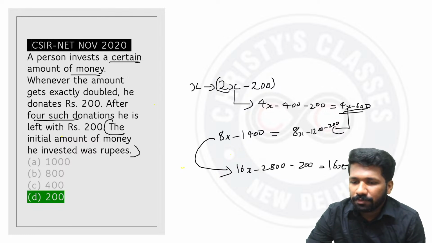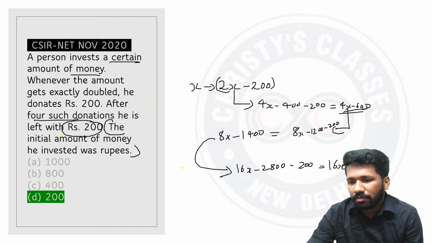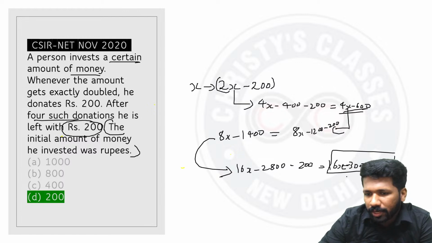16x minus 3000 will be the final remaining money. And the question says that is equal to 200. Final remaining money is equal to 200. So 16x minus 3000 is equal to 200. Solving this equation you can get the answer.